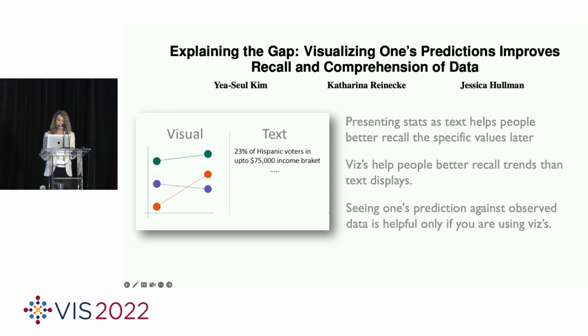There were 3 major findings with respect to text. The first was that presenting data as text helps people recall those precise values better than the visualization did. But the other two findings favored Viz over text. The second was that Vizes were better at helping people recall trends. And the third was that this prediction effect was only seen for Viz and not for text. So the text wasn't helpful for the prediction component.